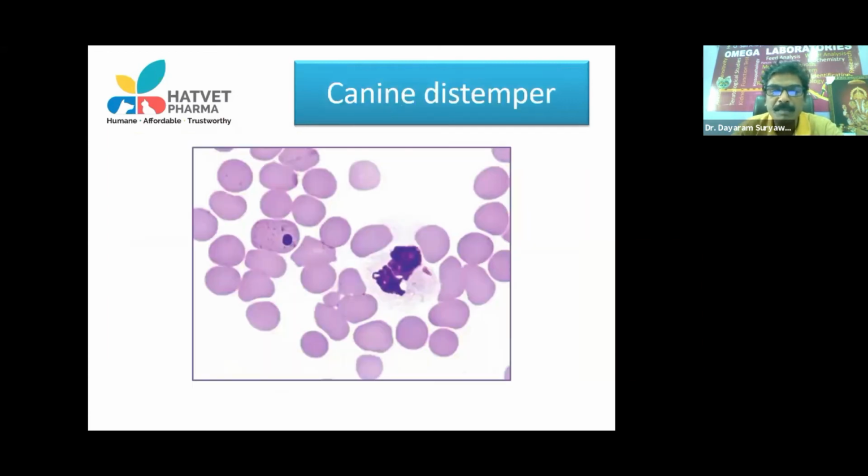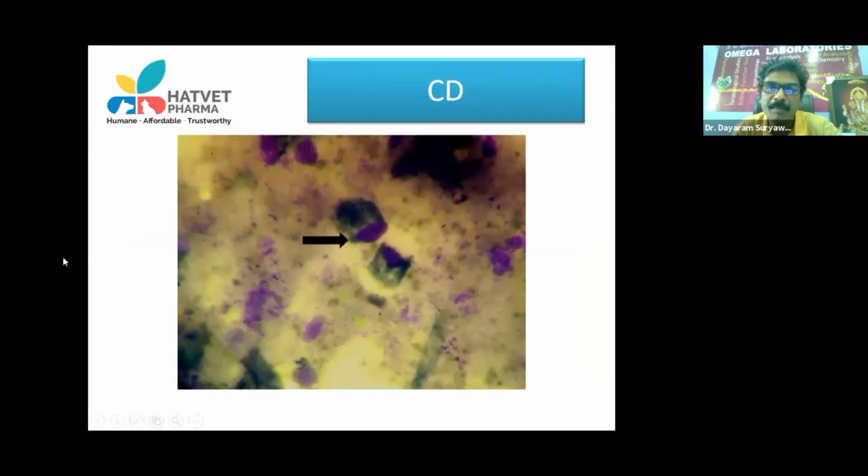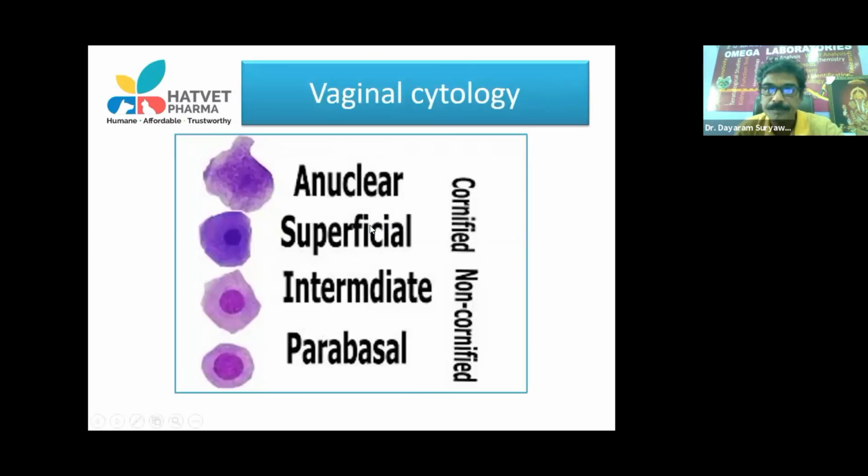Then canine distemper: you can see the inclusion bodies present in RBCs. So these are also part of the identification in the blood smear for specific diseases. Then in canine distemper, an impression smear or a swab taken from the eyelids or the conjunctiva will show the presence of intracytoplasmic inclusion bodies in the epithelial cells.